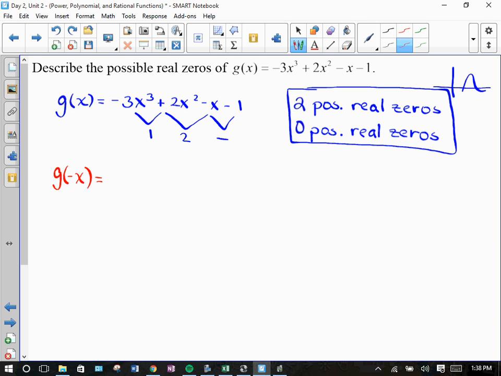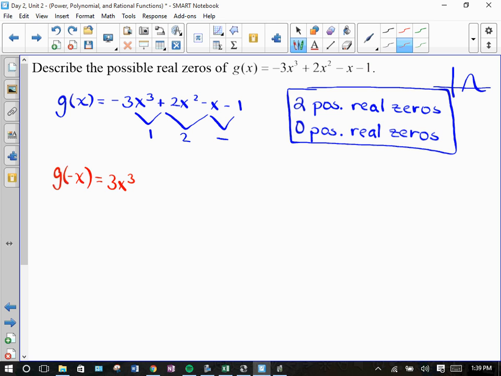Okay, so here's a little shortcut. The way g of negative x changes compared to g of x is if you look at the exponent, and the exponent is odd, the degree changes. Odd exponent, this changes into a positive PX2.